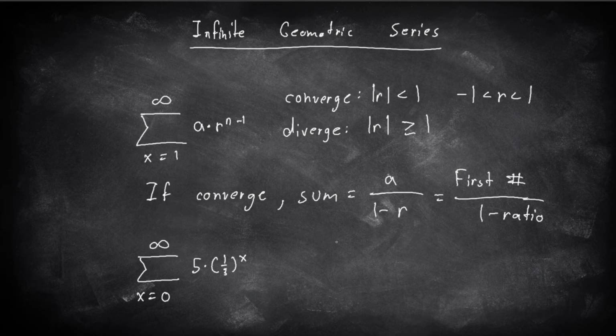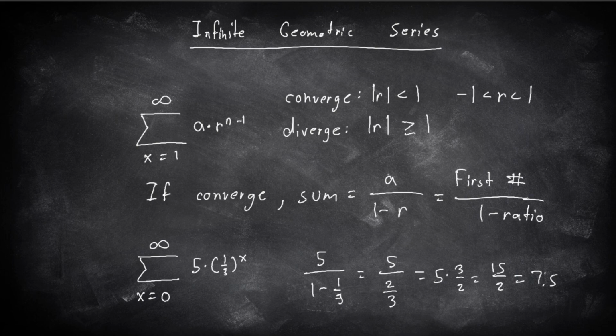So we could just use the formula. So the first number is plug in x equals 0. 1/3 to the power of 0 is 1. 1 times 5 is 5. The ratio is 1/3. So plug in 1/3. 1 minus 1/3 is 2/3. Dividing is the same thing as multiplying by its reciprocal. So 5 times 3 over 2 is 15 over 2, or in decimal form is 7.5.